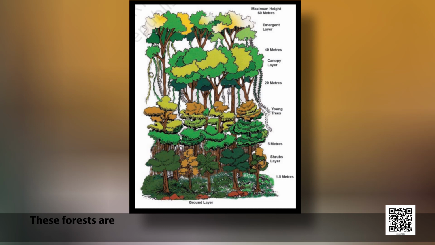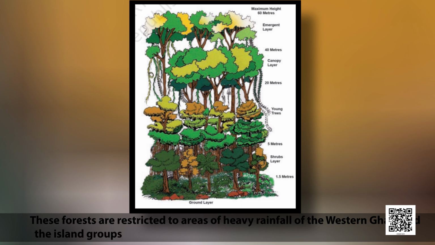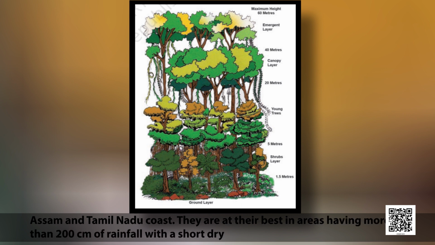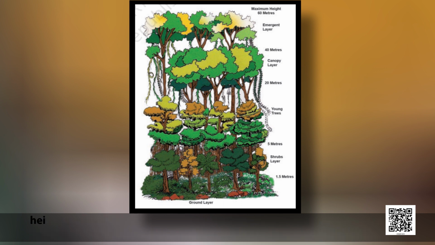These forests are restricted to areas of heavy rainfall of the Western Ghats and the island groups of Lakshadweep, Andaman and Nicobar, upper parts of Assam and Tamil Nadu coast. They are at their best in areas having more than 200 centimeters of rainfall with a short dry season. The trees reach great heights up to 60 meters or even above.